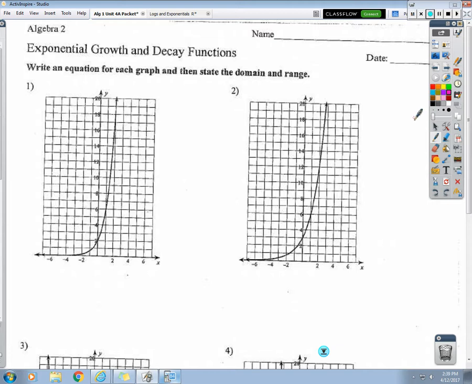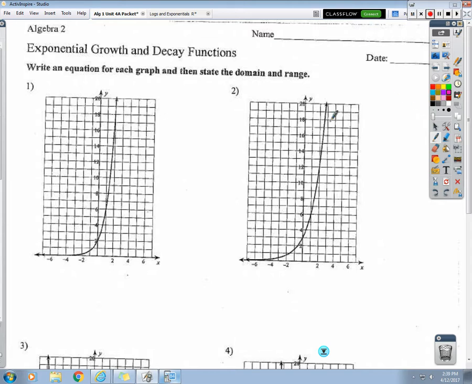What do you mean? Oh yeah, that'll be part of the quiz. You'll have to write the equation of the asymptote. So it'll just be y equals whatever number it crosses through.